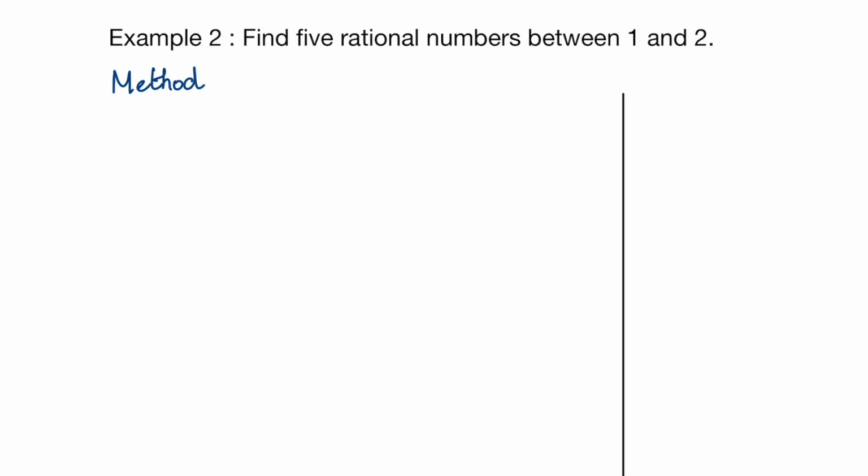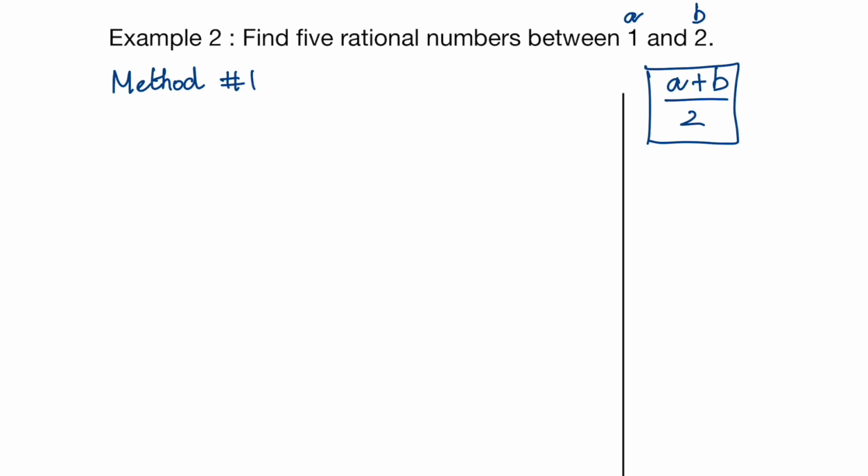In the first method you are going to use a very simple formula, which is (a + b) divided by 2. In this case a and b are the range that is given. Here a is 1 and b is 2, and you are going to use this (a + b) divided by 2. What it does is that it finds the number which is right in between the values 1 and 2.